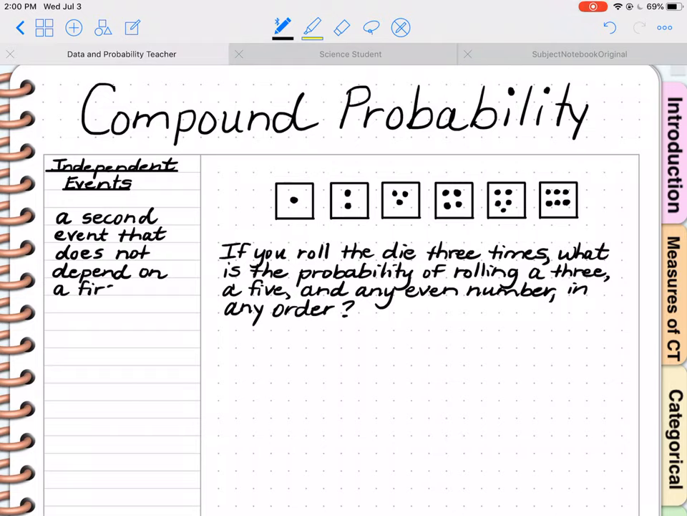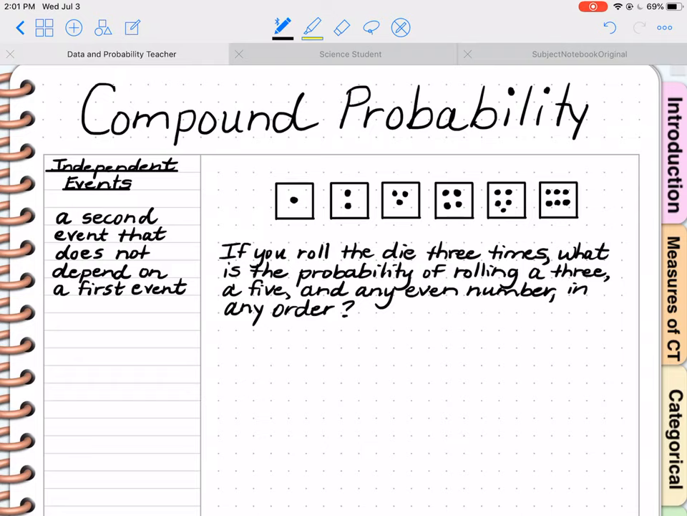And you might be thinking, I would be. But let me do these two examples and hopefully you'll see the difference. So this first example is an independent probability. And compound just means that we have more than one event that's occurring here.